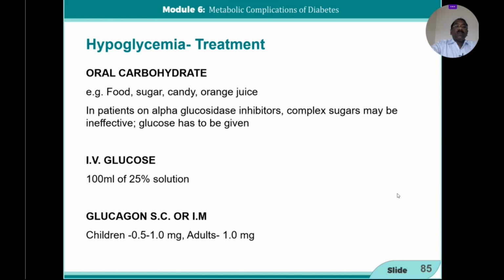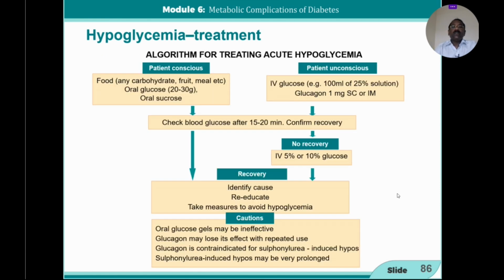Treatment: oral carbohydrate, food, sugar, candy, orange juice, etc. In patients on alpha glucosidase inhibitors, complex sugars may be ineffective. Glucose has to be given. Okay. IV glucose, 100 ml of 20% dextrose. Glucagon, either subcutaneously or intramuscularly, it is not available, but that can be used to tackle the hypoglycemia. So this is treating the hypoglycemia. It's very simple. When the patient is conscious, you give food. When the patient is not conscious, you have to give IV glucose. That's all.